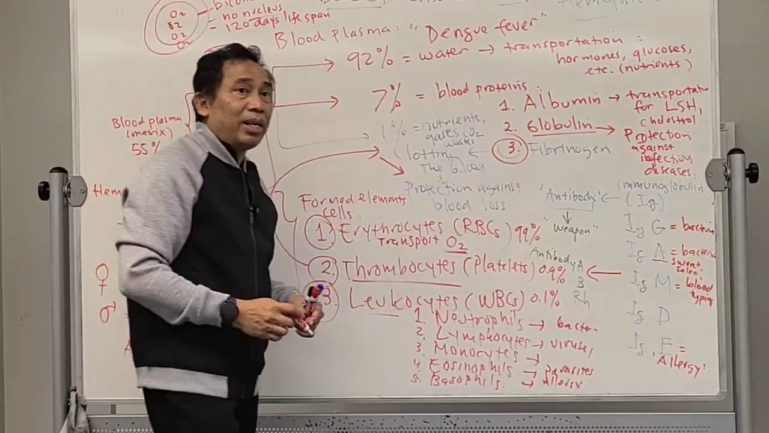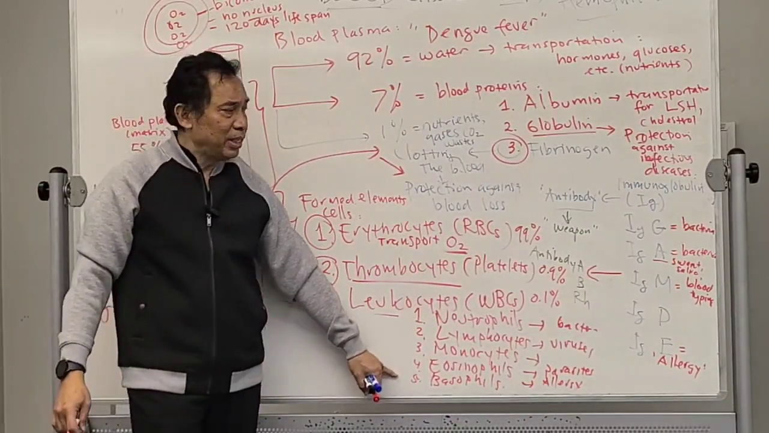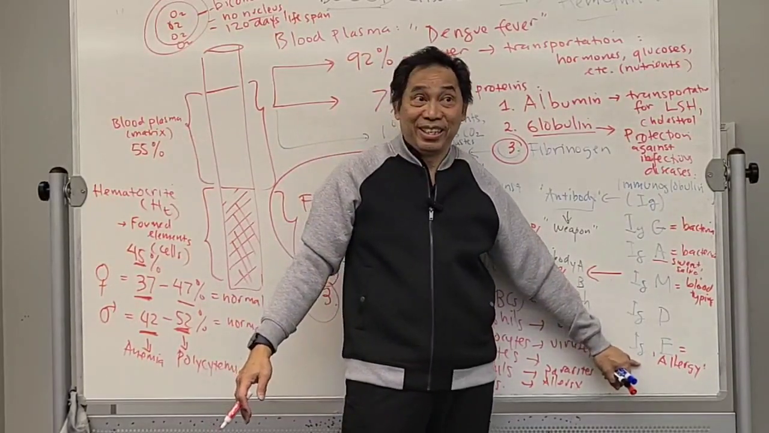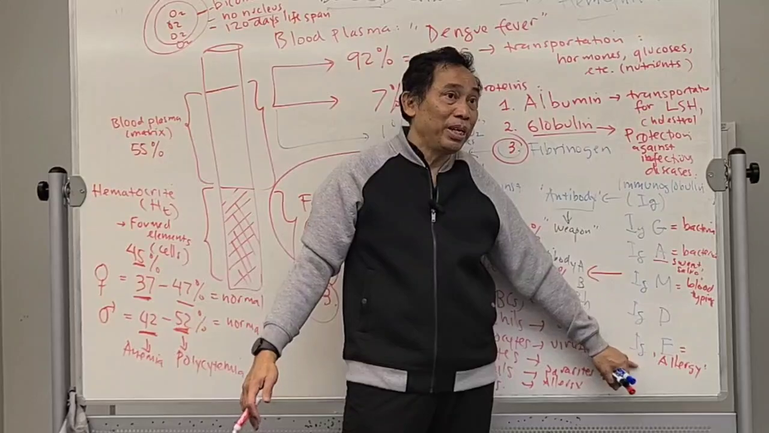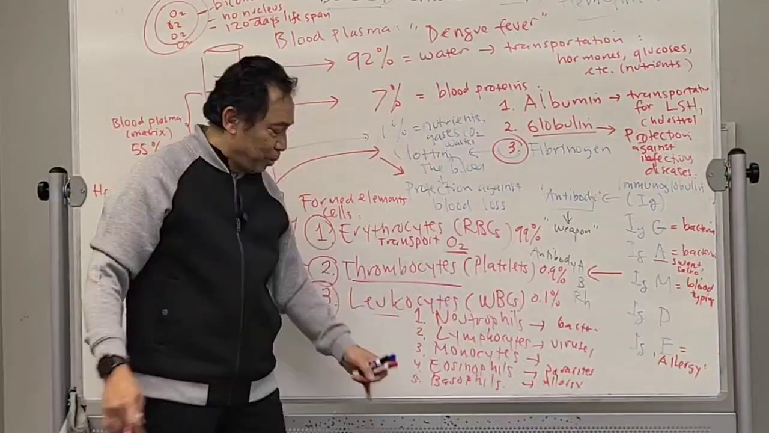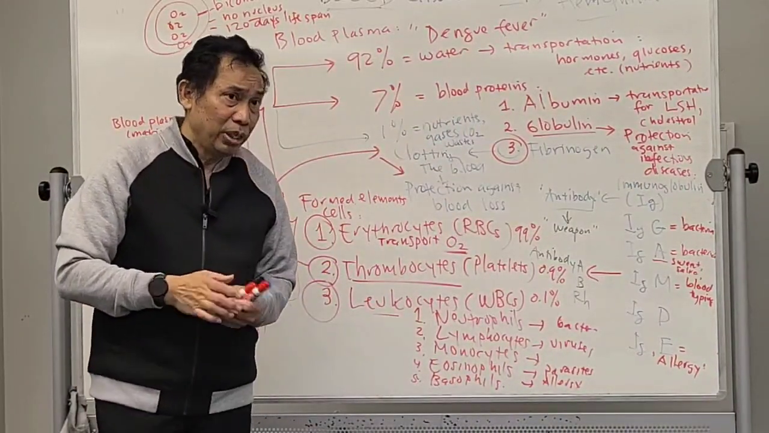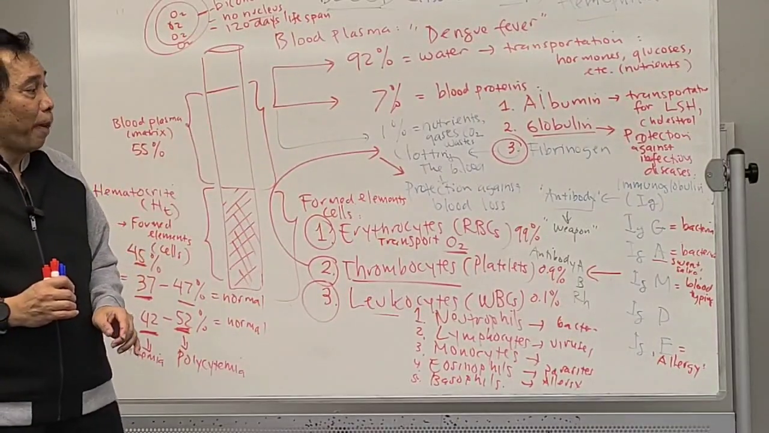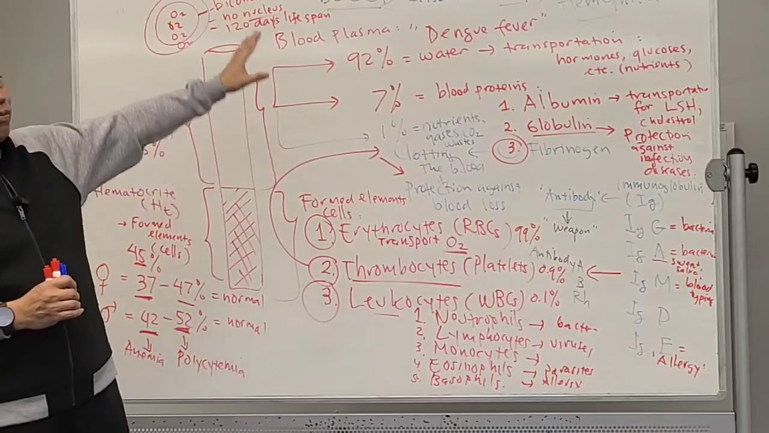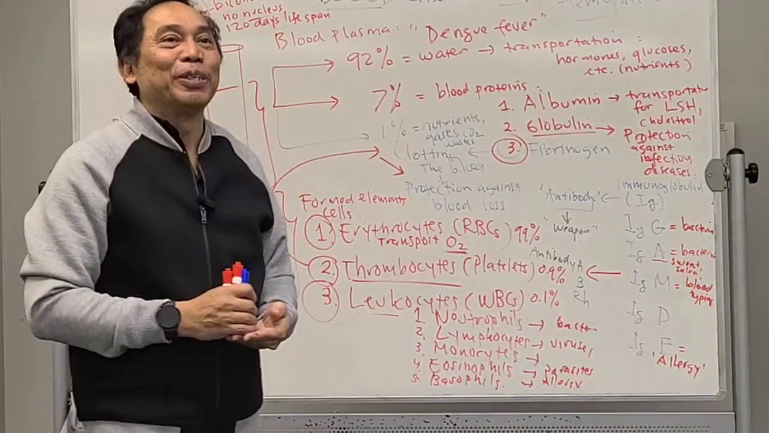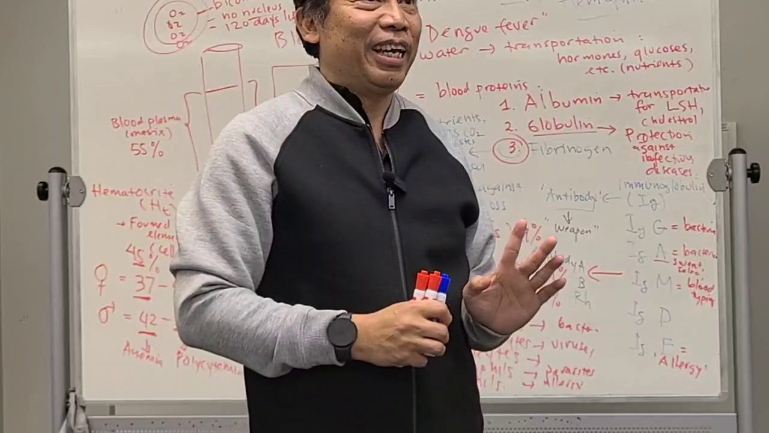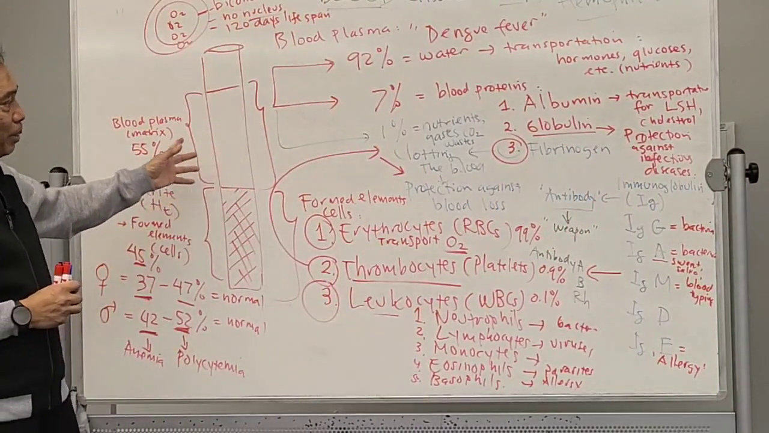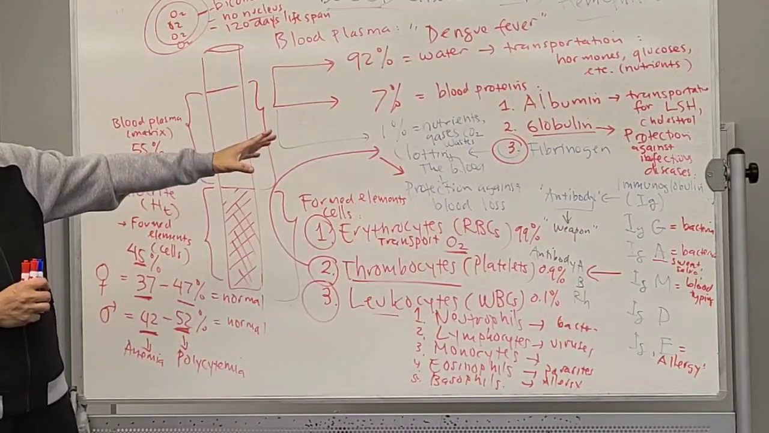Someone that has allergy, mostly their basophil will be increasing, and also their IgE will be increasing. So this immunoglobulin will also be increased, plus the basophil, and sometimes eosinophil will also increase to fight the allergy, inflammation. Okay, there's a lot of things over here. Do you have questions so far?